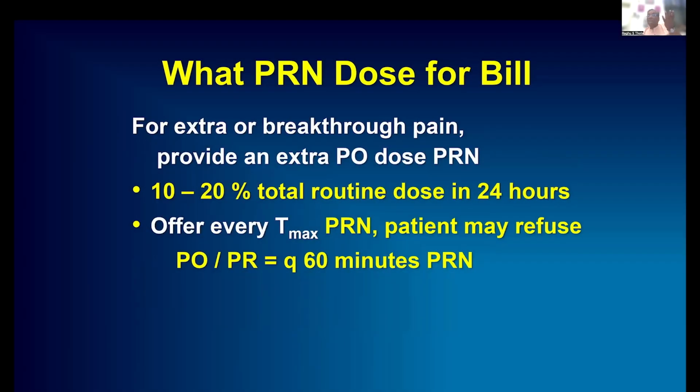Okay. But what about the extra or the breakthrough pain? If you go back to the pharmacokinetics, what I told you, you have to offer this dose every Tmax. And Tmax of oral morphine is 60 minutes. So every 1 hour we have to give. And how much to give? Usually it is 10 to 20% of the total dose in 24 hours.